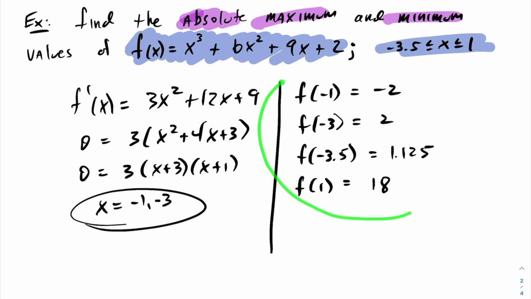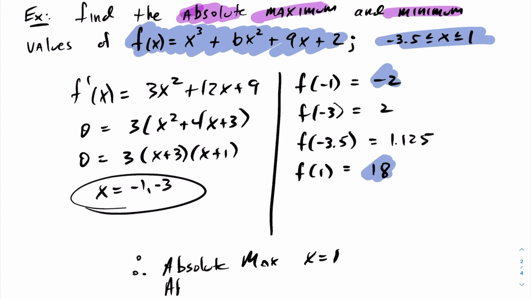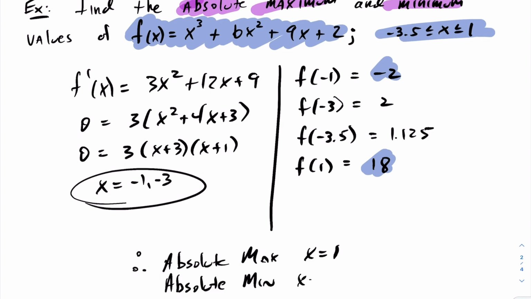So evaluating my function at its critical values and its endpoints, we're finding the following values. F at negative 1 is negative 2, f at negative 3 is 2, f at negative 3.5, the one endpoint here, is 1.125, and lastly f at 1 is 18. So if we're going to grab our maximum value, that's going to be 18, and the minimum value is negative 2. Therefore, for this graph, the absolute maximum occurs when x is equal to 1, and the absolute minimum occurs when x is equal to negative 1.